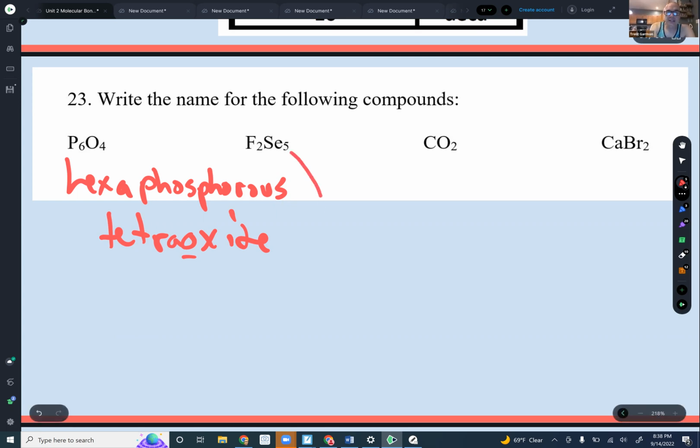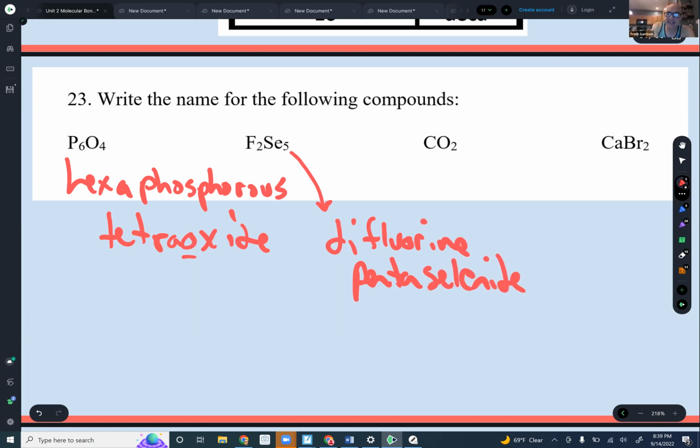All right, next we have 2 for the fluorine. So that's difluorine. We have 5, which is penta for the selenide. So this is difluorine and pentaselenide, IDE.